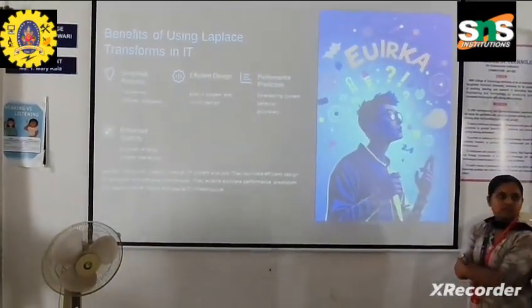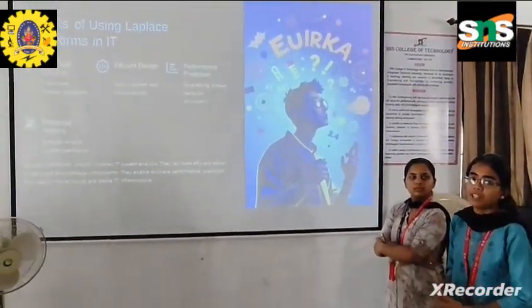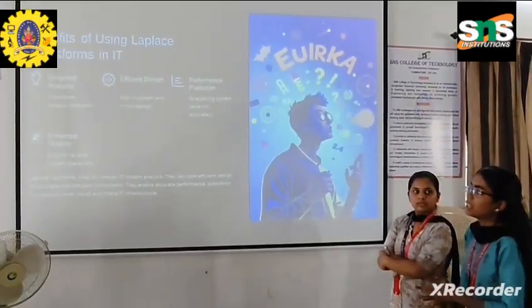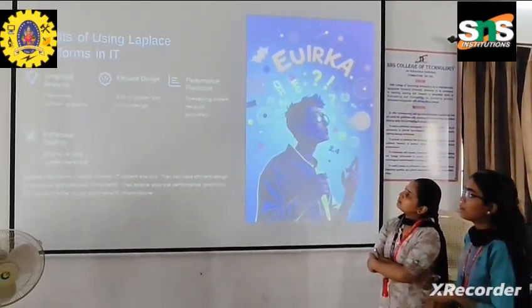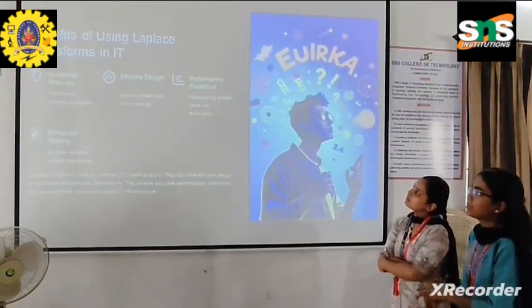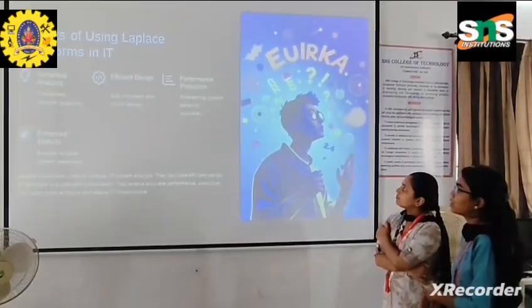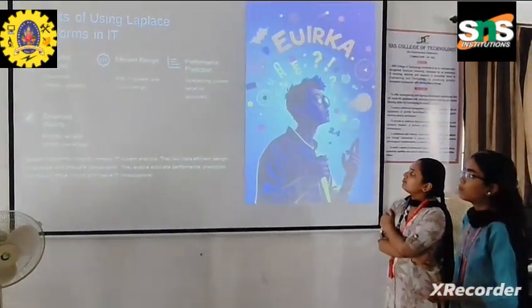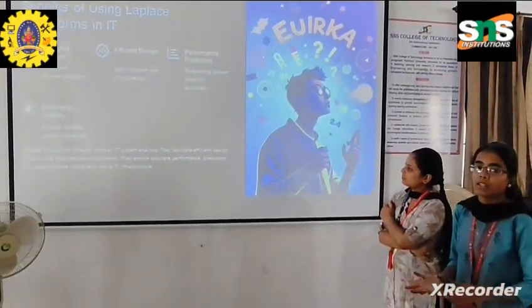Next is the benefits of using Laplace transform. We are going to see how Laplace transform is beneficial in our day-to-day life. First is simplified analysis: it transforms complex problems into simpler ones. The second is efficient design: it aids in system and circuit design. Third is performance prediction: it helps us predict how the performance is going to be. And the fourth is enhanced stability: it ensures reliable system operation.